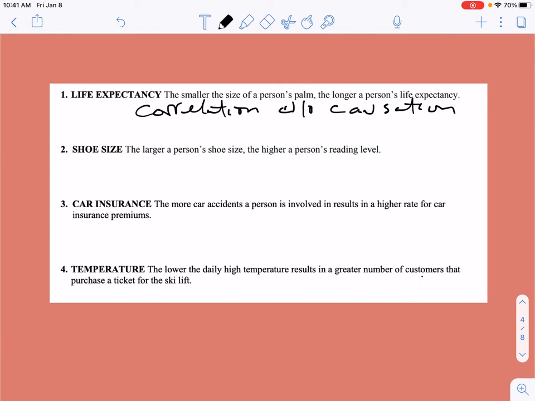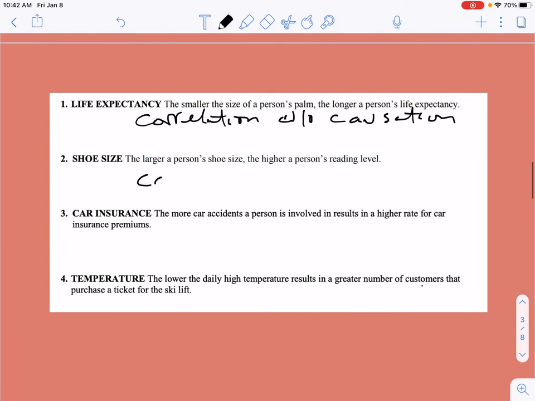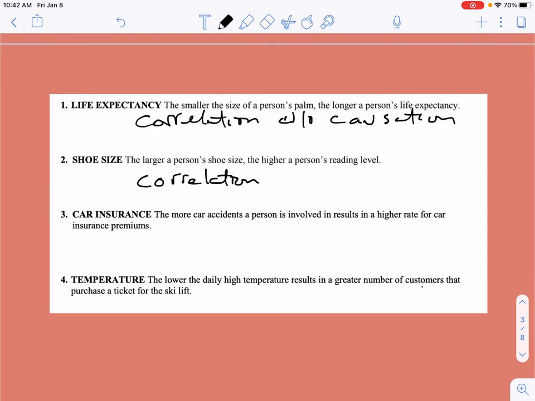Next one, the larger a person's shoe size, the higher a person's reading level. Obviously, maybe there is a correlation there, but definitely not caused by that, because I know plenty of people with large feet who maybe don't have as high a reading level as somebody with smaller feet. Think of what that says about people who naturally have smaller feet, like women, right? So just no way. Correlation, again, without causation.